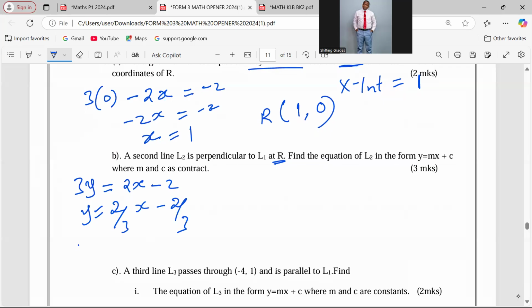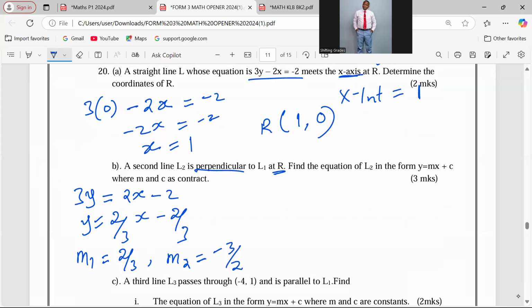So can we say that the gradient of line 1 is 2/3? And this can make us conclude the gradient of L2. They are perpendicular, and therefore their product is supposed to give us -1. Therefore, this other line must be -3 out of 2, so that when we multiply -3 over 2 by 2/3, we automatically get -1.